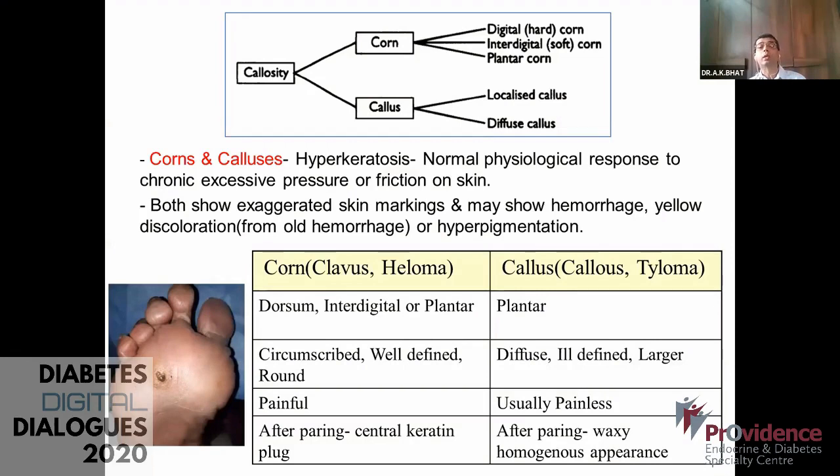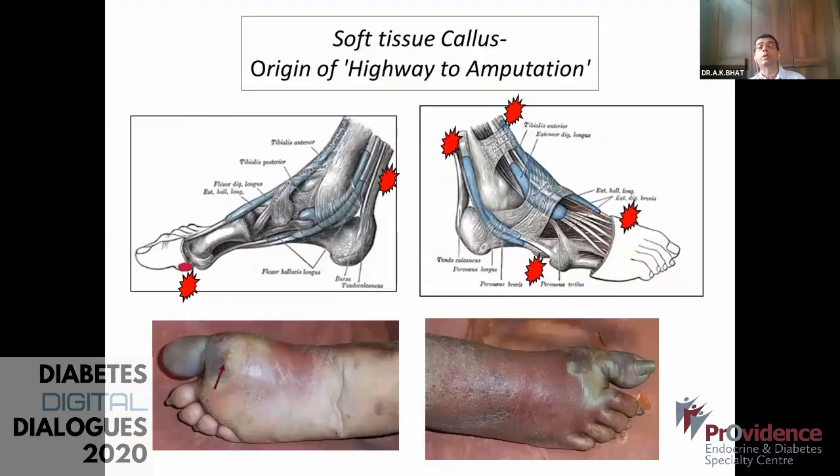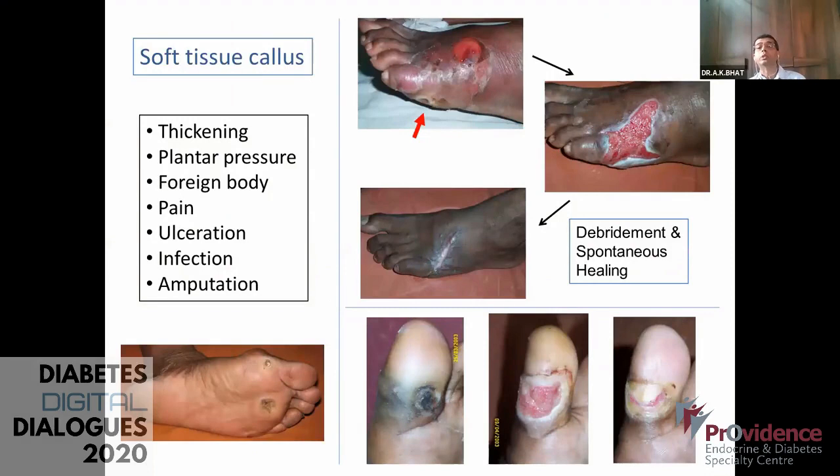You know, the callus can be the origin of a highway to amputation, because the pus or the infection goes under through the tenosynovial sheath and can ascend rapidly and cause severe infection leading to amputations. This is how a corn is treated, sometimes with excision and spontaneous healing.